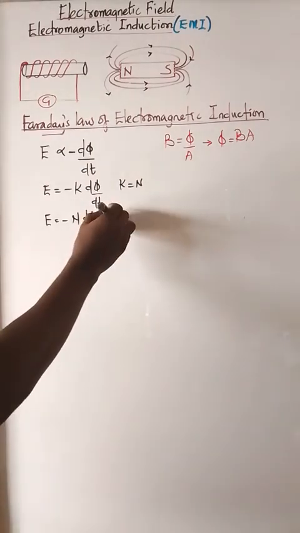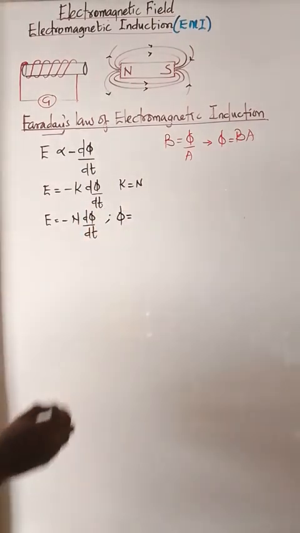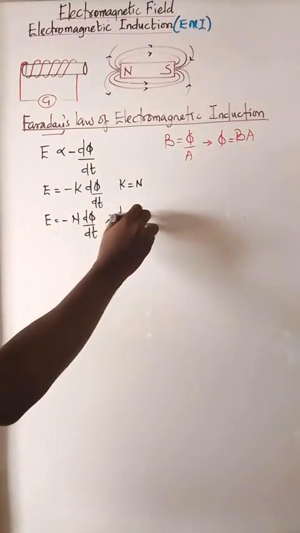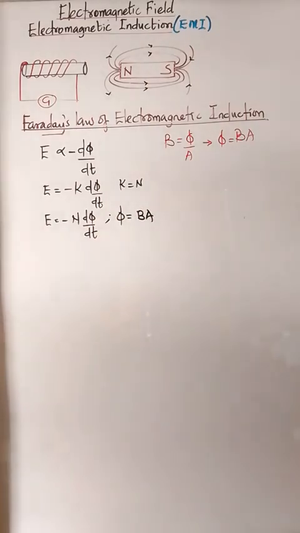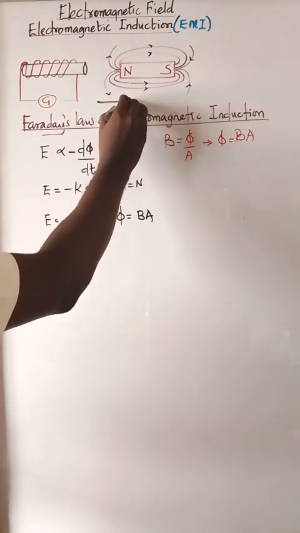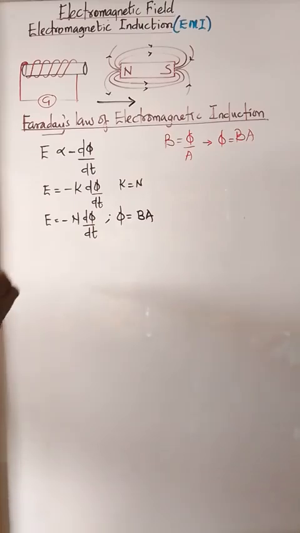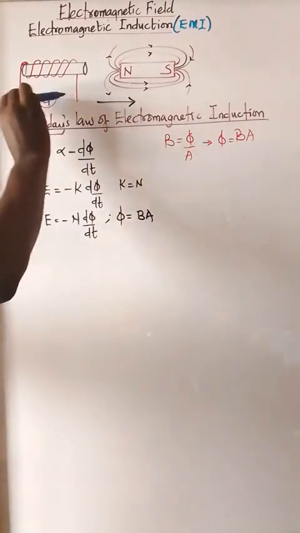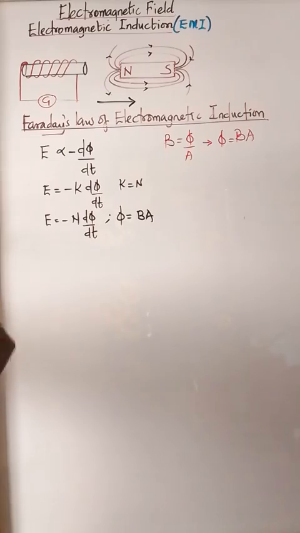Now note that from here, the magnetic flux equals flux density times area. We only use this if the conductor is perpendicular to the field. We know that from here, the direction of the field is from north to south. This is the direction of the field. So if the conductor is parallel to it, then our theta is 0, because cos 0 is 1.